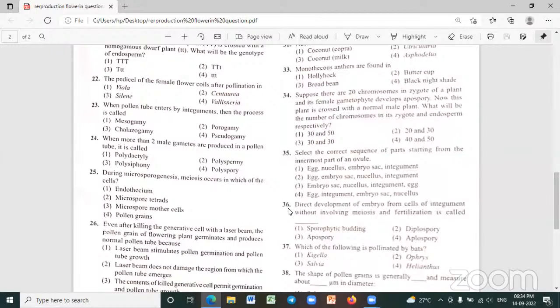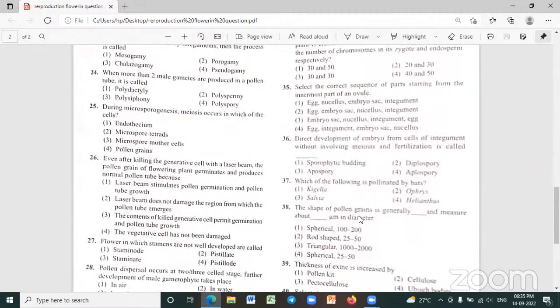Okay. So the 36th question: direct development of the embryo from the cell of the integument without involving meiosis and fertilization is called direct development involving the integument. That process is called sporophytic budding. That is not diplospory, aplospory, or apospory. Sporophytic budding is the correct answer because it does not involve meiosis. Just go through the lesson carefully, you will get the answer. This is also an answer.